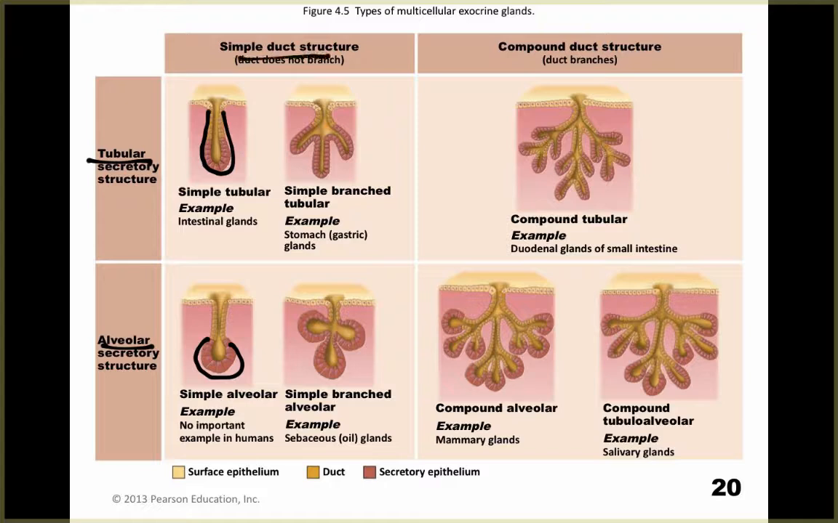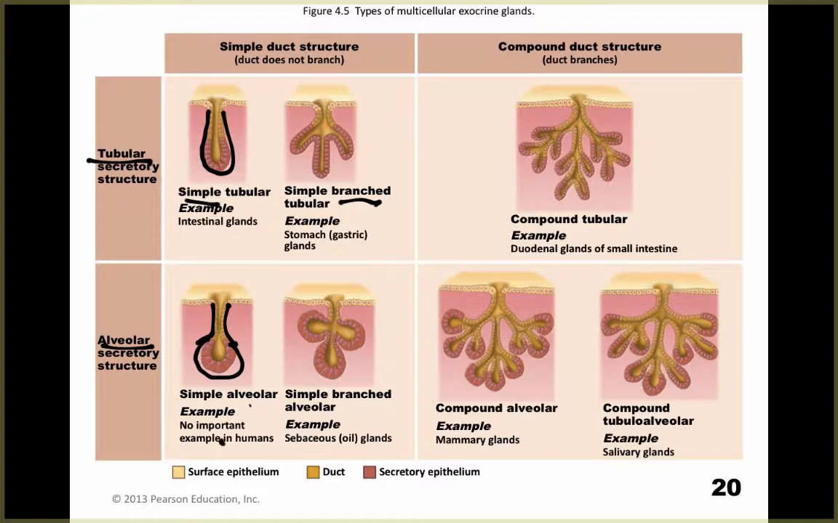So the simple ducts are the first one, which means that the actual ducts themselves do not branch, right? So as you're coming out here, you'll notice this is simple tubular, so they'll give you intestinal, so it just comes straight out. Or this simple alveolar here, so it just comes down and does this simple kind of circle, right? And so that kind of gives you an idea, and then you see on this one there's no important examples in human, right?